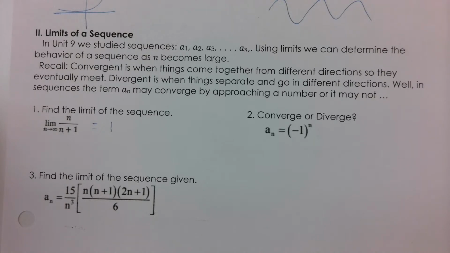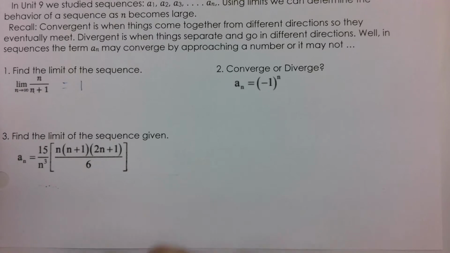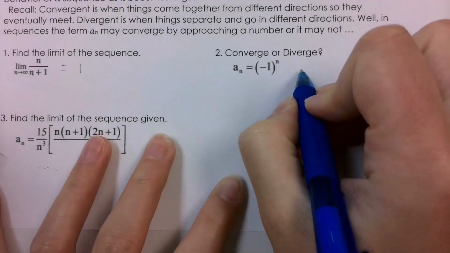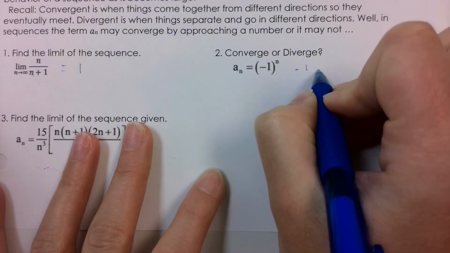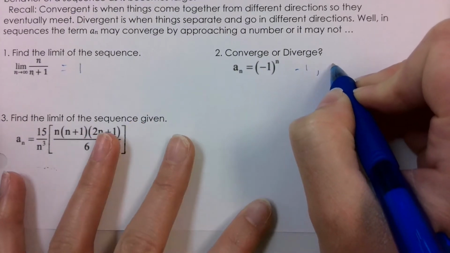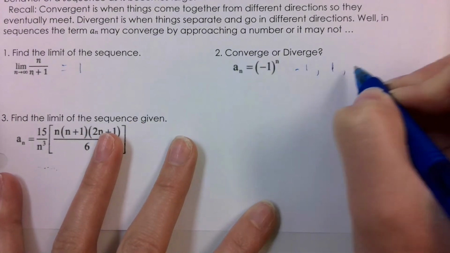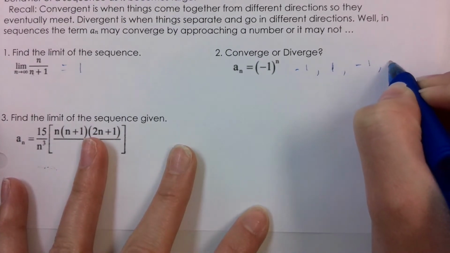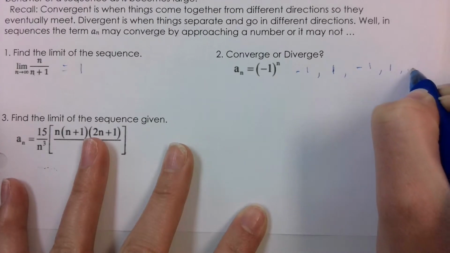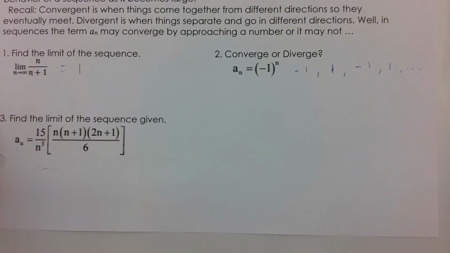All right, so the next one over there, we have to decide if it converges or diverges. So I think it's helpful to list out the sequence because we don't have it. So if we do that, then we can see what's going on. If you have -1 to the first power, what do you get? -1. Then what if you have -1 to the second power? -1 to the third power. -1 to the fourth power. What's happening?